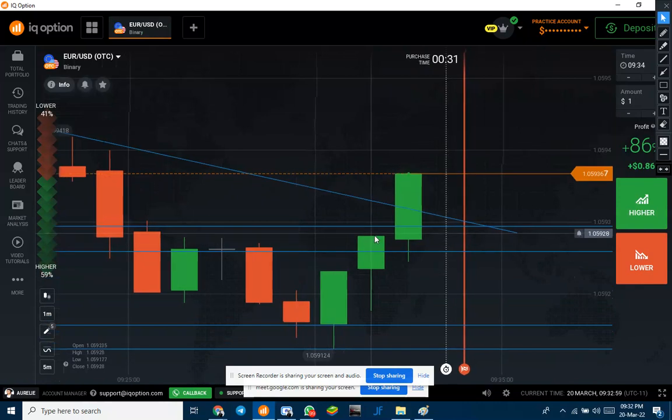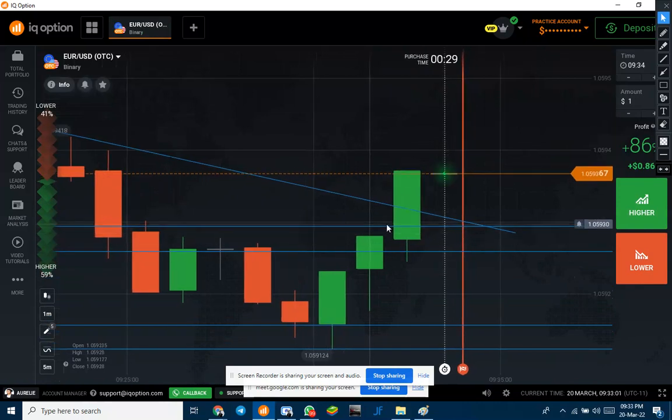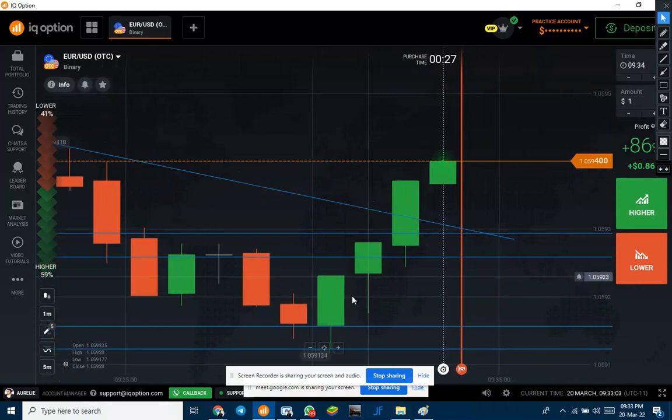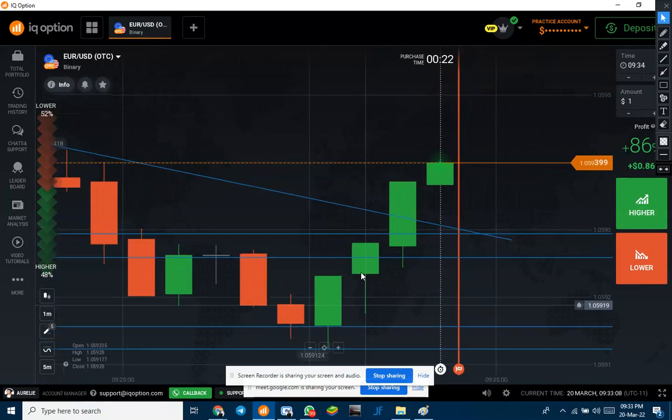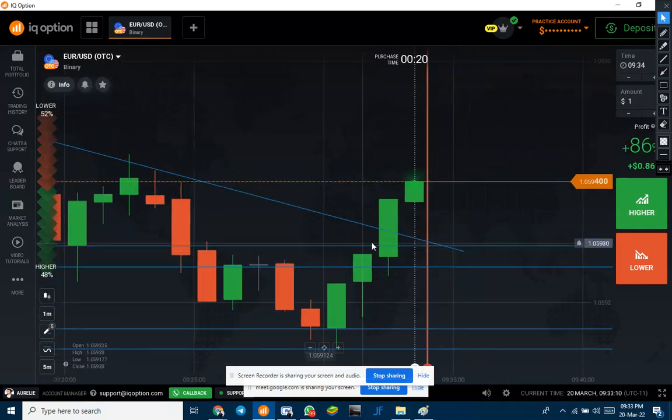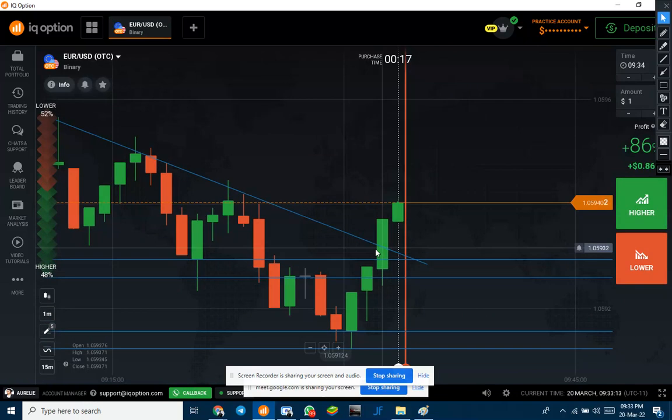You see the sellers entered here. So what do you see here? Now you see what I'm talking about? These buyers also pressured the sellers because there was no rejection here, but there's a strong rejection below. So we can't expect the market to reverse. Now you see the buyers keep pushing the price up.